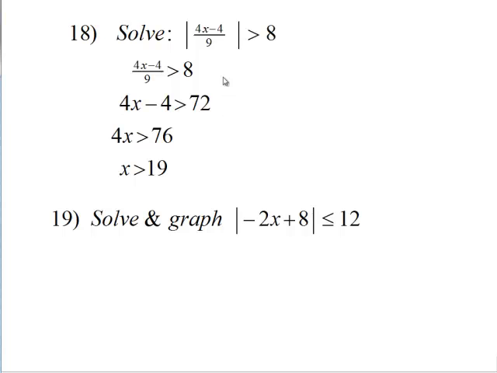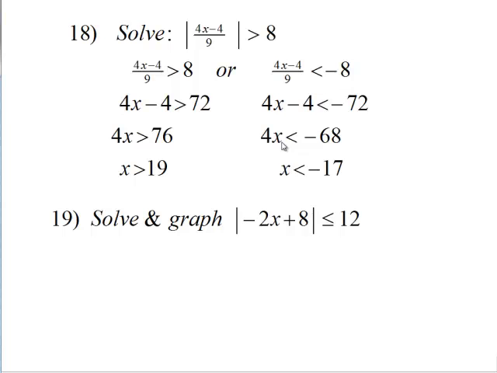Then you can change the inside, or I can change the outside, but when we change it, since changing is multiplying by a negative, I have to change the inequality to less than. So 4x minus 4 over 9 is less than negative 8. Multiply by 9 is negative 72. Add 4 is negative 68. Divide by 4 is negative 17. So bigger than 19, less than negative 17.